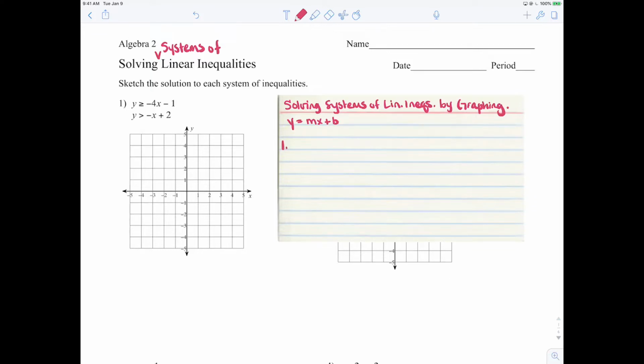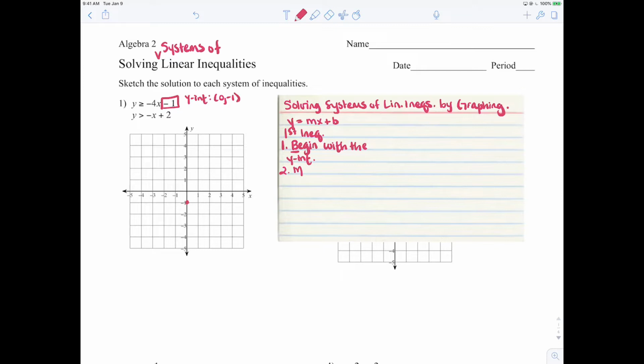So we will start by beginning with the y-intercept, and this is for the first inequality. And so I see that the first y-intercept is -1, the point is 0, -1, and I plot 0, -1.